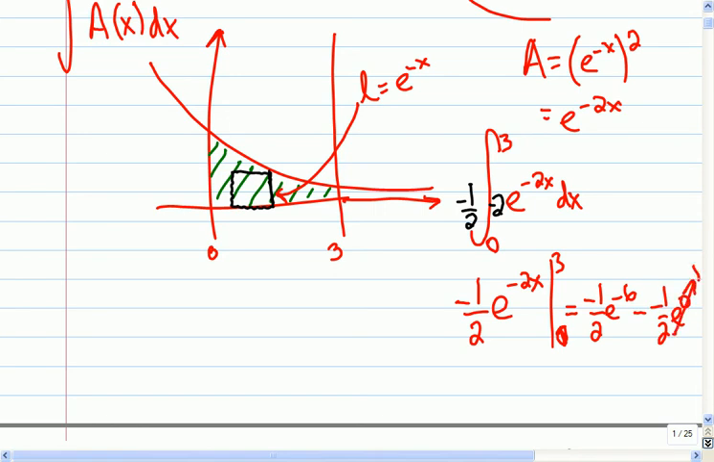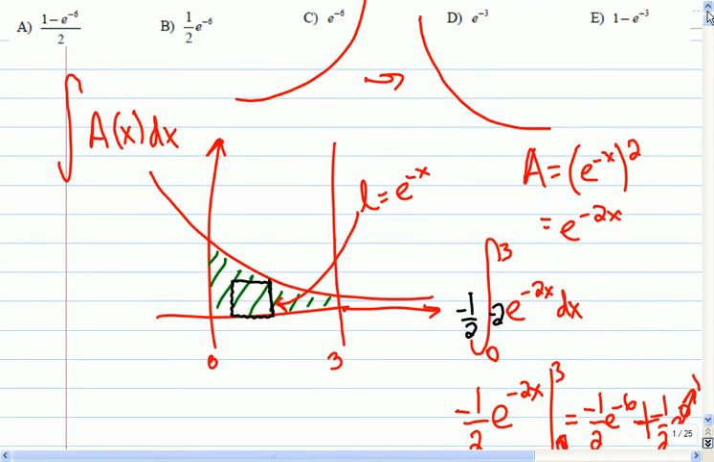That's 1. So I end up with, this is a positive, so it's going to be 1/2 minus 1/2 e to the negative 6. If we put it all on a common fraction here, it would look like this. And that, I believe, was choice A in the original problem.